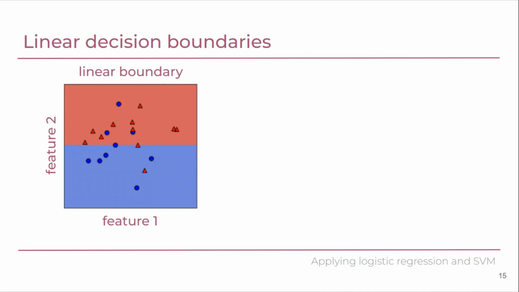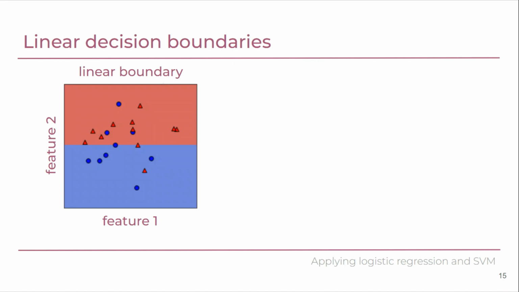A decision boundary tells us what class our classifier will predict for any value of x. In this image, the classifier predicts the blue class in the blue shaded area, where feature 2 is small, and the red class in the red shaded area, where feature 2 is large. The dividing line between the two regions is called the decision boundary. This decision boundary is considered linear because it looks like a line. The line doesn't have to be horizontal. It could be in any orientation.